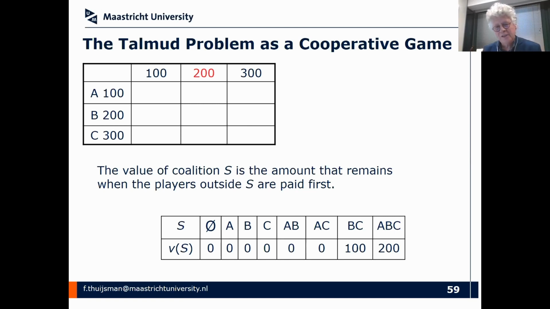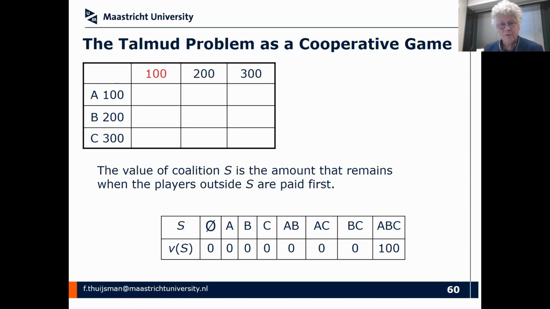If I look at any of the other coalitions, like B or AB, if I look at AB, they first have to pay C. Well, if you only have 200, all money is gone, because you can't spend more than what's available. So C may want 300. If there's only 200 available, C only gets 200. Okay, but nothing is left for AB. So that's why you see zeros in this table everywhere else except for BC and for ABC.